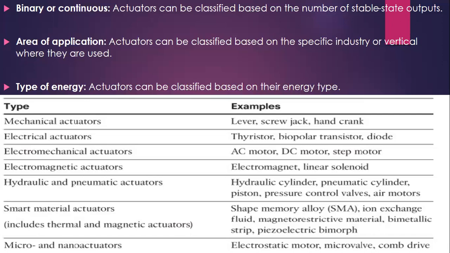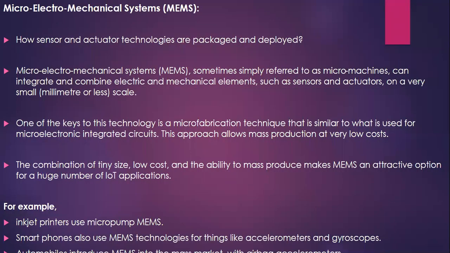Then we have electromagnetic actuators, and hydraulic and pneumatic actuators are available. Smart material actuators are available. Micro and nano actuators are also available. So these are the different varieties of actuators that will be encountered while designing an IoT network. Then micro electromechanical system.